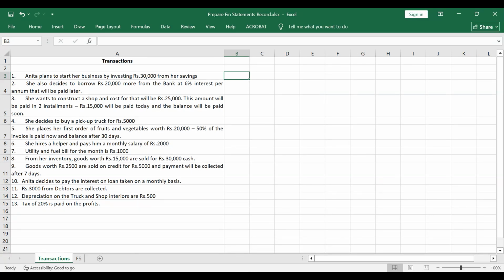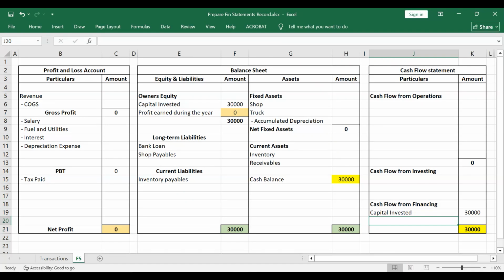She decides to borrow 20,000 more from the bank at 6% interest that will be paid later. So loan taken is a liability. We have taken a bank loan of 20,000. So equal to 20,000 on the long-term liability side. Again, raising money in the form of debt is also a part of financing activity. So here I will write loan taken, 20,000. As you can see again, the balance sheet is tallying.